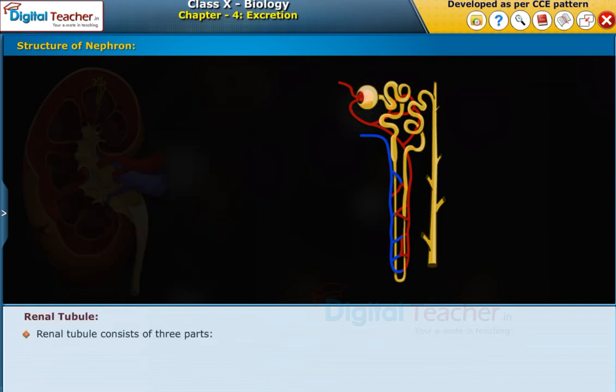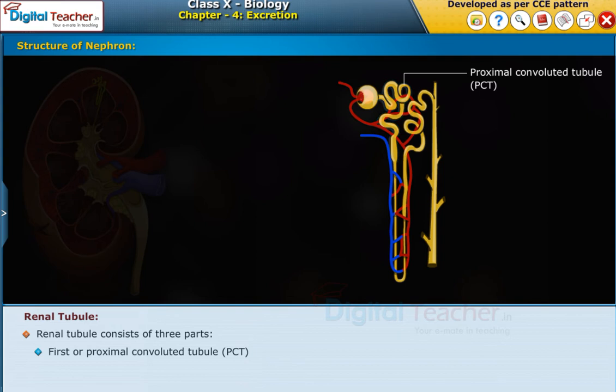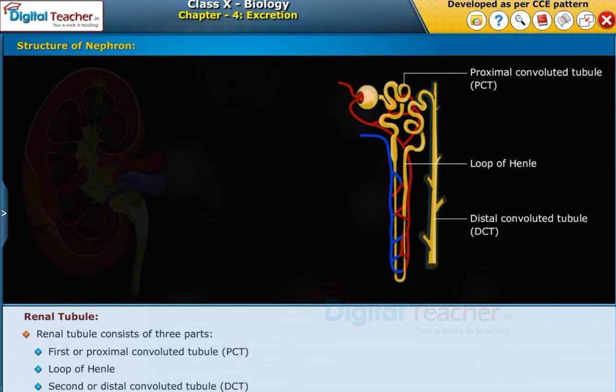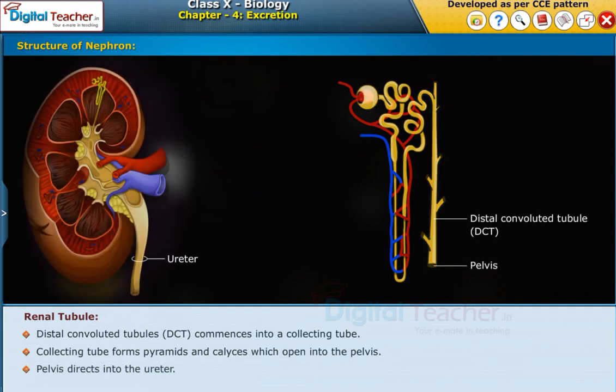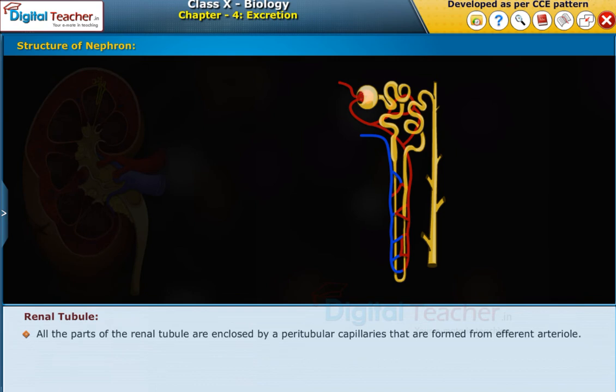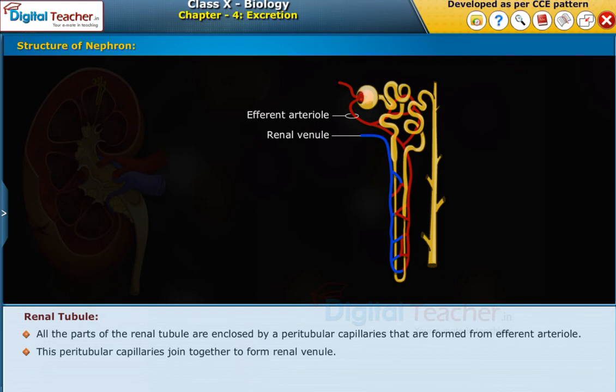Renal tubule. Renal tubule consists of three parts. First is the proximal convoluted tubule, PCT. Then the loop of Henle. Then the distal convoluted tubule, DCT. The distal convoluted tubule opens into a collecting tube. Collecting tube forms pyramids and calyces which open into the pelvis. Pelvis directs into the ureter. All the parts of the renal tubule are enclosed by peritubular capillaries that are formed from the efferent arteriole. These peritubular capillaries join together to form the renal venule.